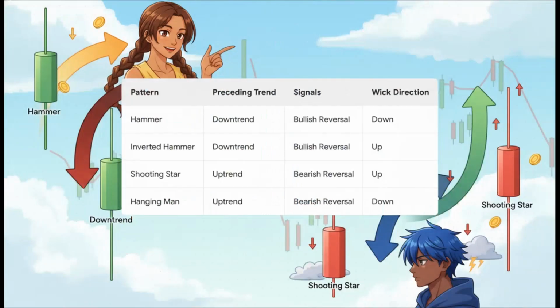Now let's put it all together. This table makes it super clear. Just look at the top 2, the hammer and the inverted hammer. They both signal a bullish reversal, and they only count if you see them in a downtrend. The bottom 2, the shooting star and the hanging man, they do the exact opposite. They signal a bearish reversal, and you'll only find them in an uptrend. The number 1 rule is you have to match the right pattern to the right trend.